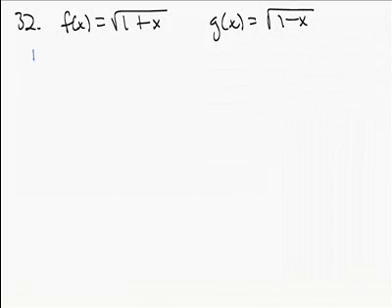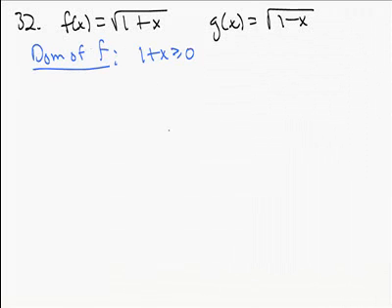Let's start with the domain of f. Now here we have a square root, and so what we need to make sure is that what we're taking the square root of, 1 plus x, is always at least 0 or positive. Let's see, if we subtract 1 from both sides here, we get that x is greater than or equal to negative 1. So our domain for f, written in interval notation, is everything from negative 1 on up to infinity, always an open parenthesis around infinity or negative infinity.